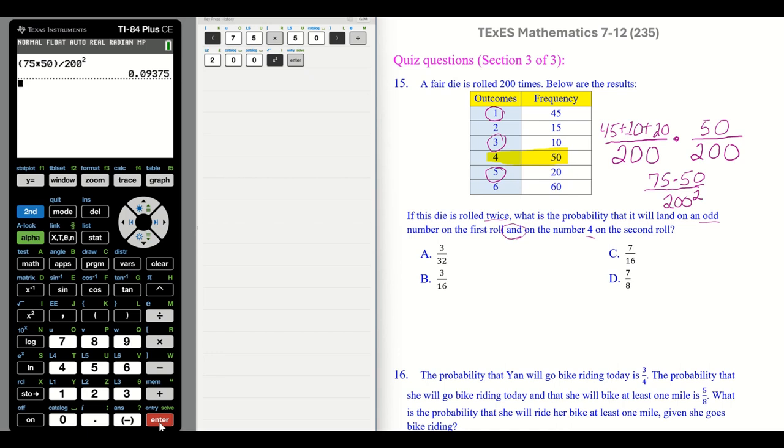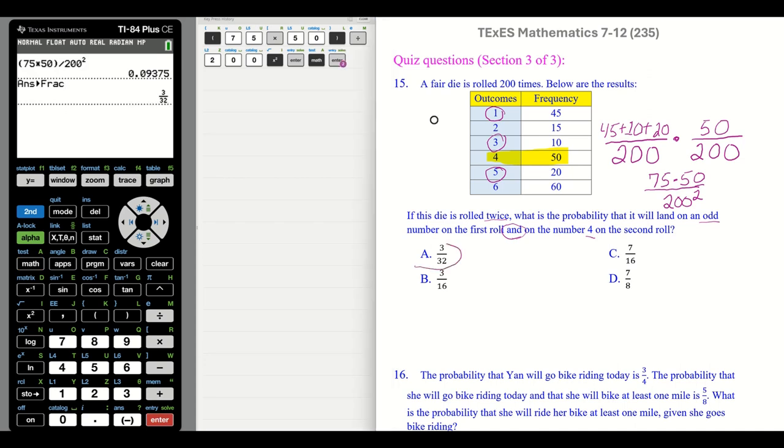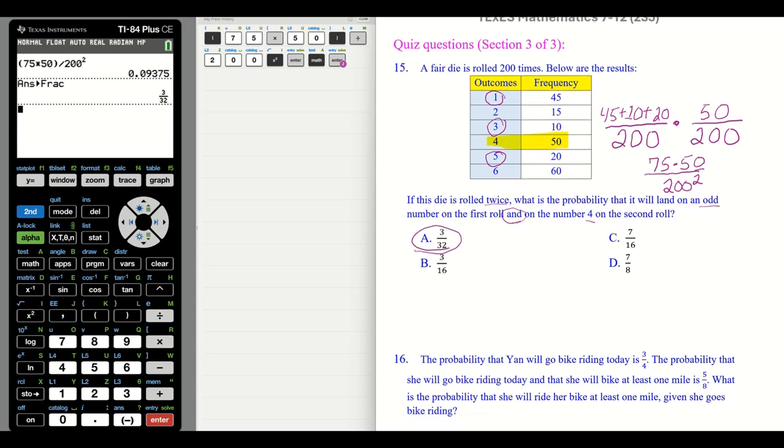We get a decimal, but we need a fraction. Looks reasonable. So we have math, enter. 3 out of 32. That is option A.